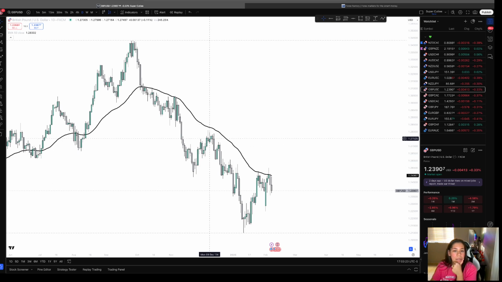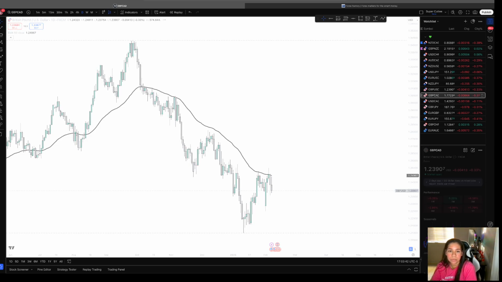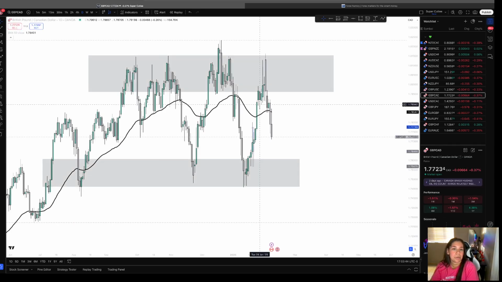On the daily: lower low, lower high, lower low, lower high, lower low, lower low, and then we're getting this. I don't know if it wants to flip. Euro USD and GBP USD move very similarly, they're very correlated. So, same garbage.